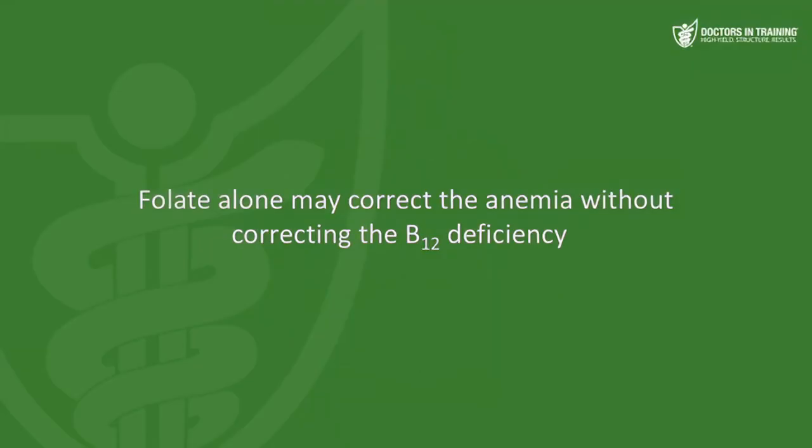Next, a patient's diagnosed with a macrocytic megaloblastic anemia. What's the danger of giving folate alone? Well, the problem is that if the patient has anemia due to both folate and B12 deficiency, starting folate alone may correct the anemia without correcting the B12 deficiency. Then the patient might end up getting a peripheral neuropathy. So we give folate with B12 to these patients.